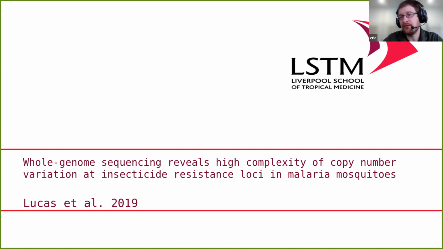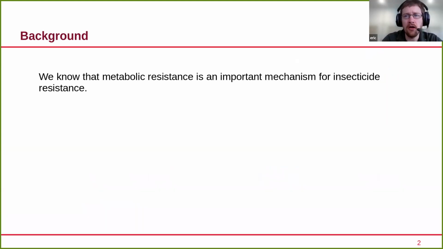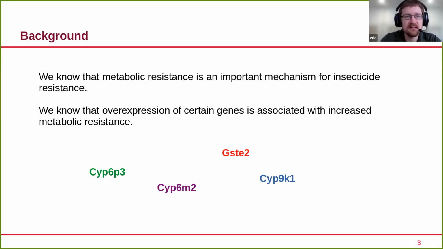So I'm going to assume that you were in the workshop, and so I'm not going to run through all of the same background that we did before, but just a background. We know that metabolic resistance is an important mechanism for insecticide resistance, and we know that overexpression of certain genes is associated with increased metabolic resistance. Notably from the literature on gene expression studies, we know that, for example, CYP6P3, GST2, CYP9K1, and CYP6M2, amongst others, have been consistently coming up in gene expression studies comparing resistant and control mosquitoes.